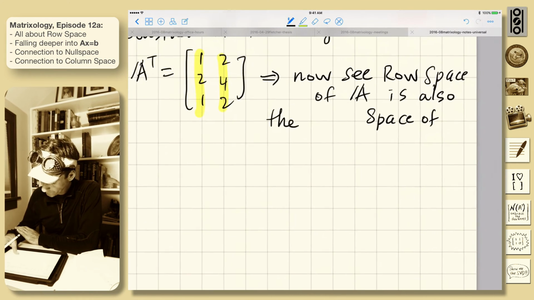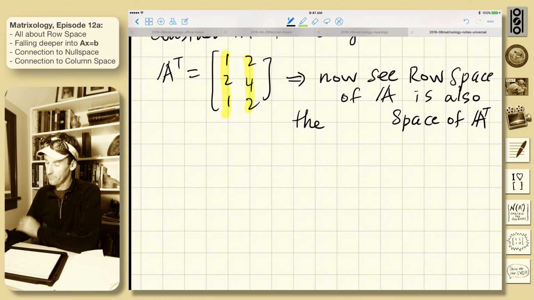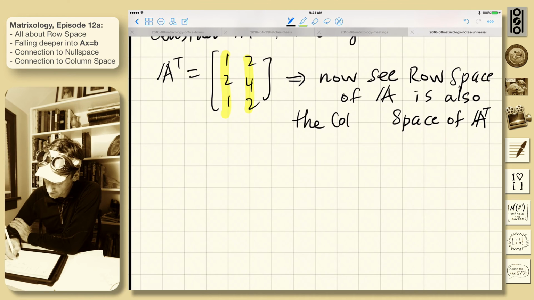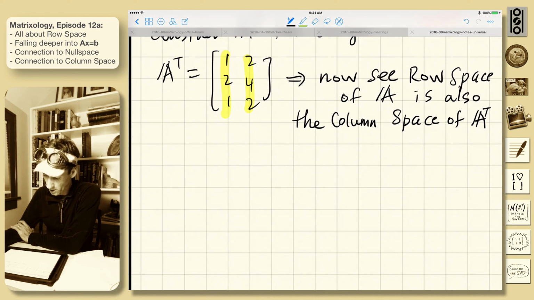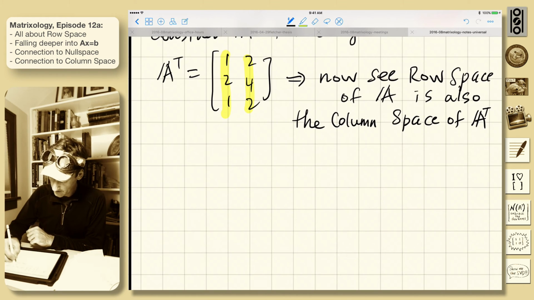Albatross. The A actually stands for albatross. No, it doesn't. A transpose. Wow, I could draw albatrosses.